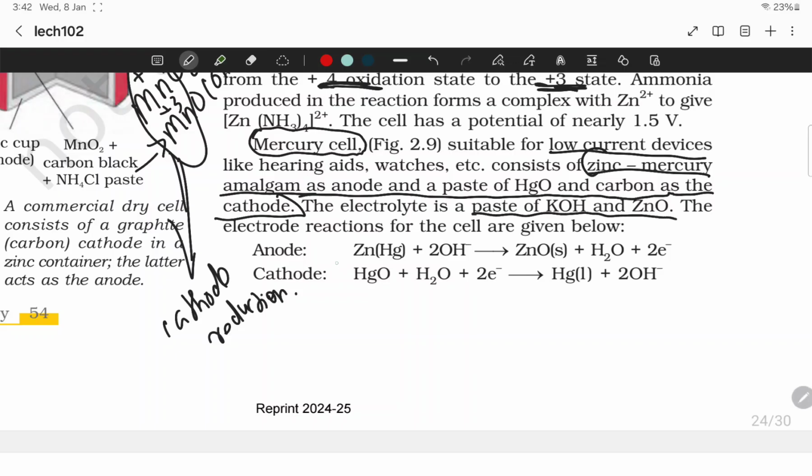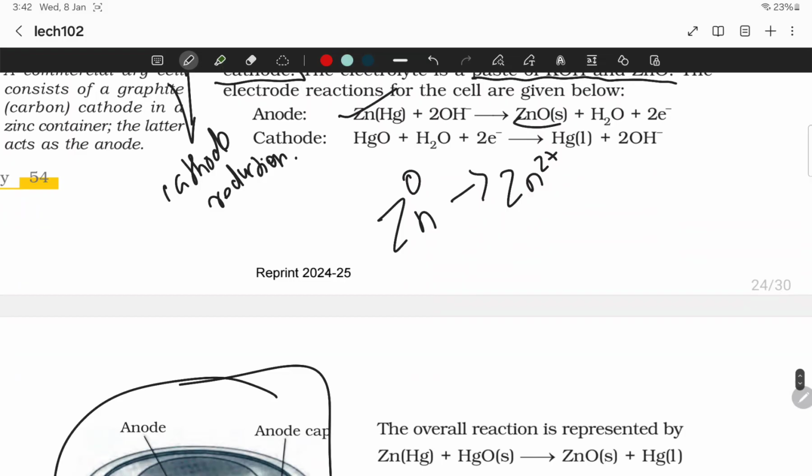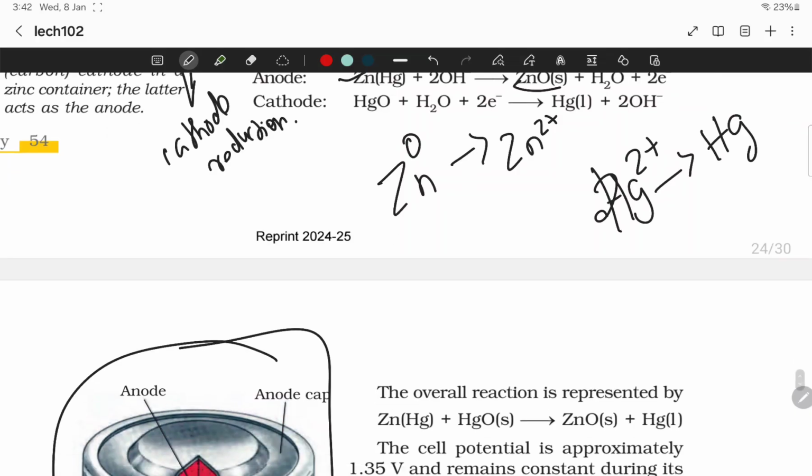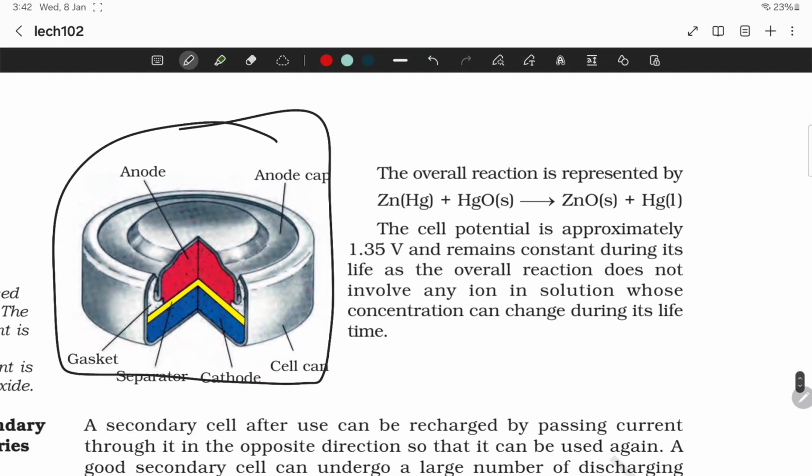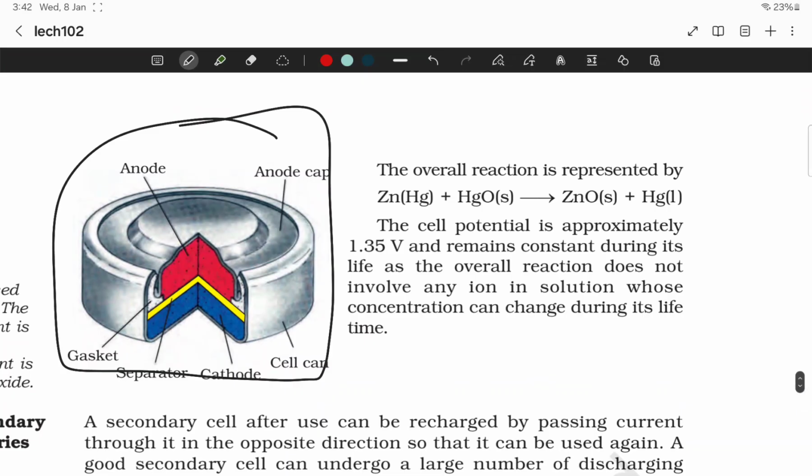Now the anode reaction: Zn(Hg) plus 2OH- gives ZnO. Here Zn0 goes to Zn2+, which is oxidation. At the cathode, HgO goes to Hg, meaning Hg2+ is reduced to Hg. That is the cathode reaction, reduction. The overall reaction is given here; you can just go through it.